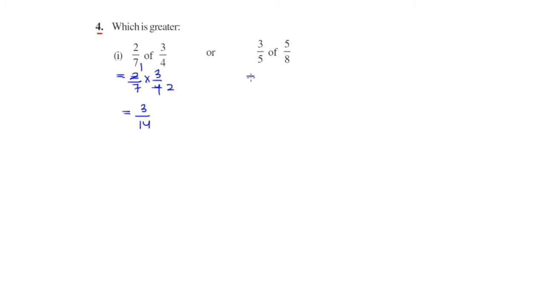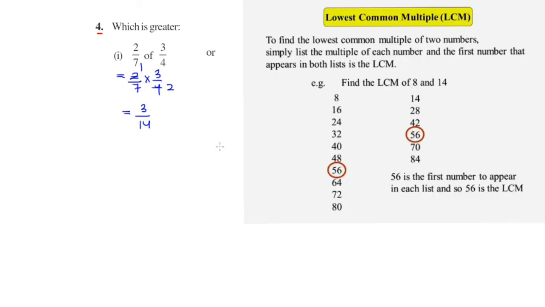Now moving to the second part of the same question, we have 3 over 5 of 5 over 8. So we'll write 3 over 5 and in the place of the multiplication sign, 5 over 8. Again as we can see, 5 times 1 is 5 only, so we'll cancel it out. Now 3 times 1 is 3 and 8 times 1 is 8.